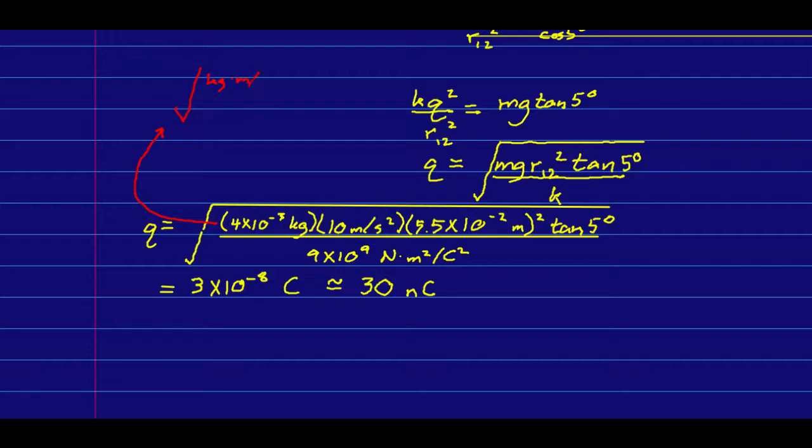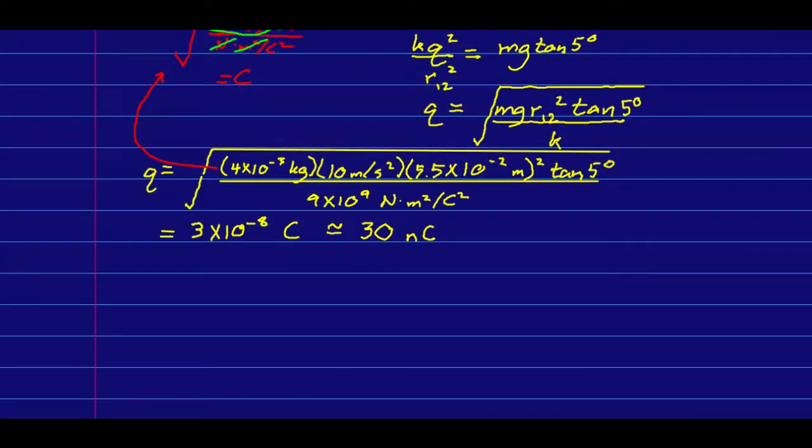So we have kilogram meters per second squared times meters squared in the numerator, and we have Newton meter squared per coulomb squared in the denominator, and that's all under a square root. And I'll note that kilogram meters per second squared is a Newton, and so the newtons are gone, and we have meters squared and meters squared, and so we have 1 over coulomb squared under a square root. That is indeed coulombs. And so we get an answer which, to 1 sig fig, which is all we really have, is 3 times 10 to the negative 8 coulombs, or about 30 nanocoulombs.